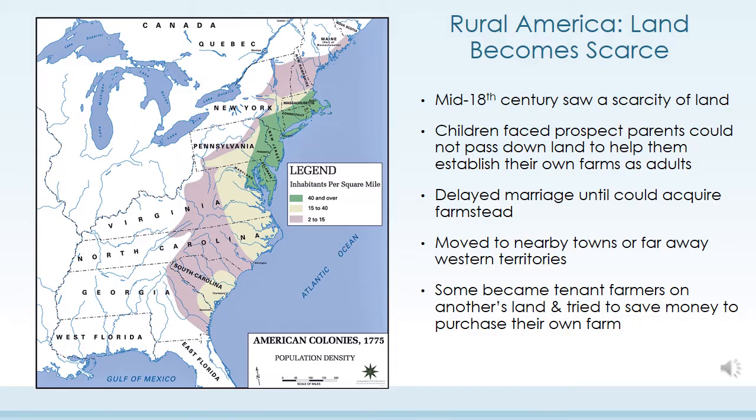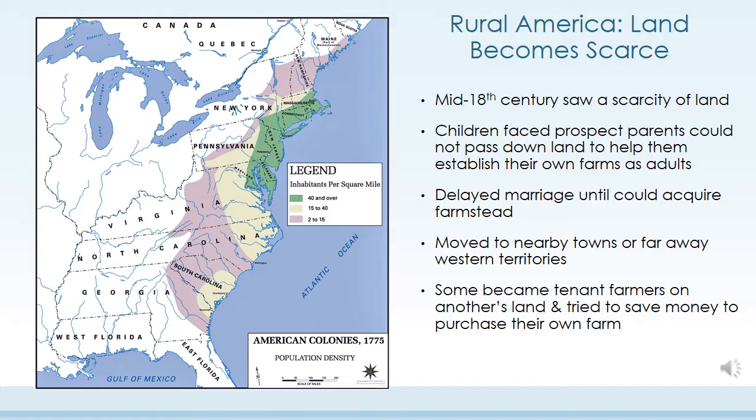Beginning in the 1740s, children faced the prospect that their parents would not have enough land to help them establish their own farms when they became adults. Many sons and daughters delayed marriage until they could acquire a farmstead and establish their own independent household. Others moved to nearby towns.